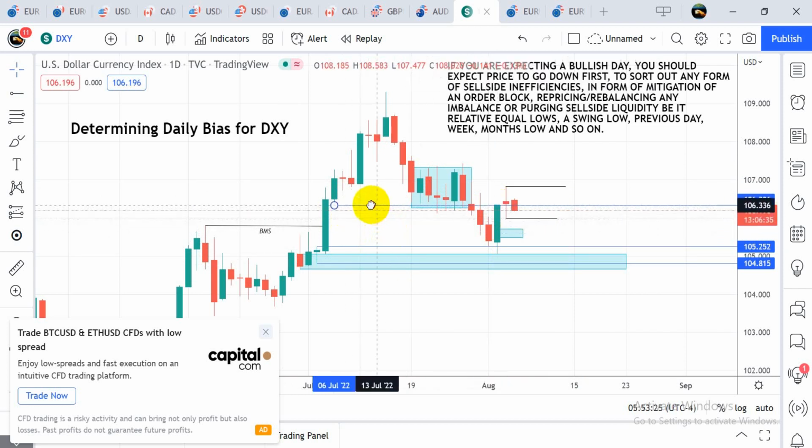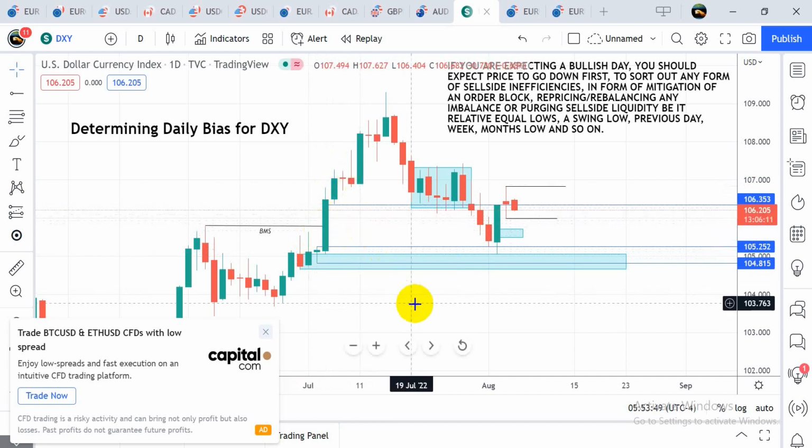Let me draw this fair value gap to the low. Now how do you draw a fair value gap? We have a high volume candle here, or a large volume candle here. Our bullish fair value gap is drawn from the low of the candle in front of it, and we pick the high of the candle behind the high volume candle. That denotes our bullish fair value gap in this case.